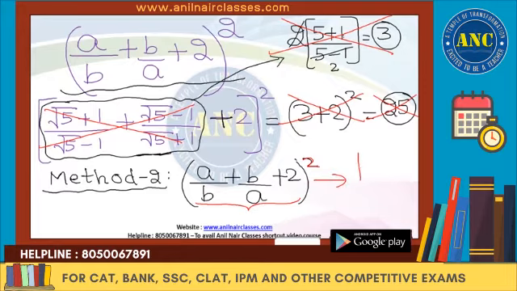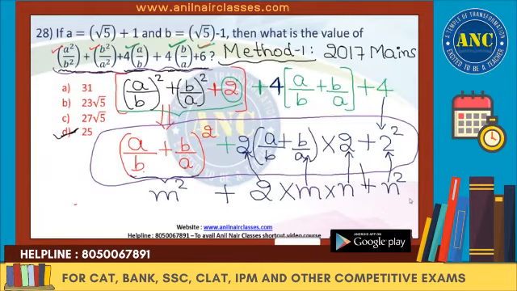That means the answer should be a perfect square. Simple, right, sir? The answer should be a perfect square. See the answer options. First option is 31, not a perfect square. 23 root 5 and 27 root 5 definitely are not perfect squares because they are irrational numbers. The only option which is a perfect square is 25. Sir, what if I have another option which is a perfect square? Suppose option E is 49.